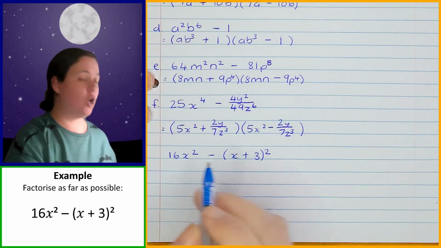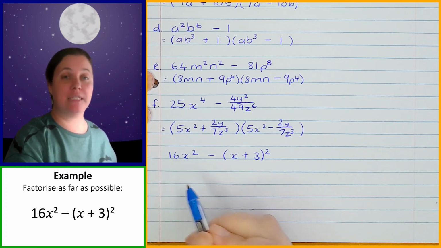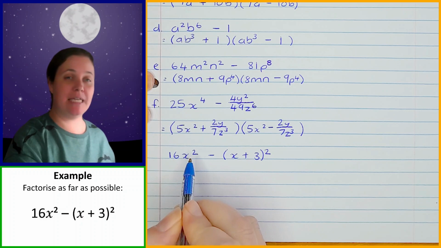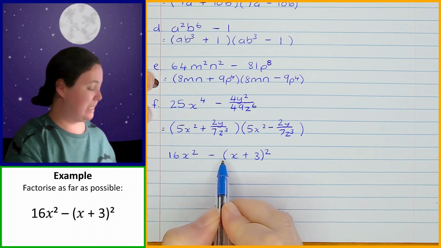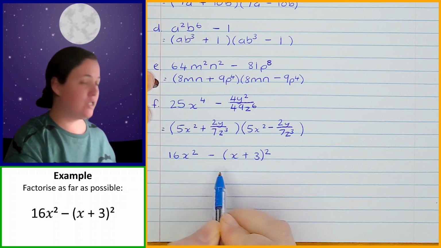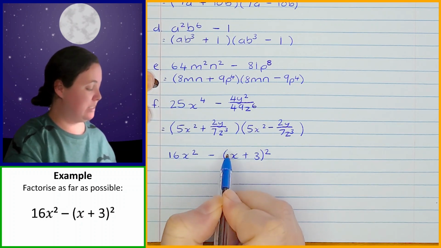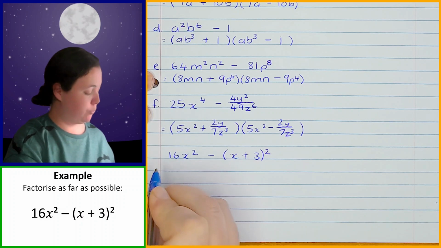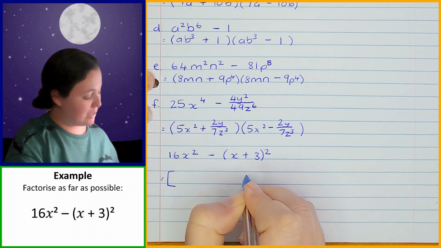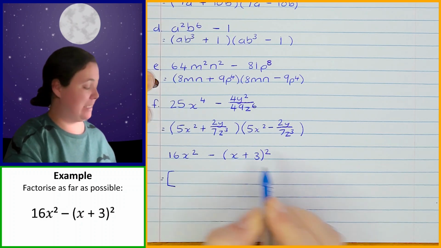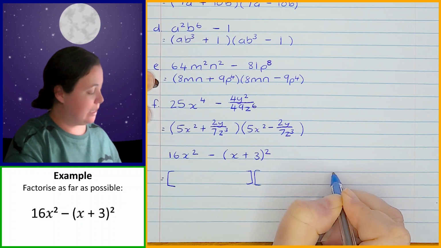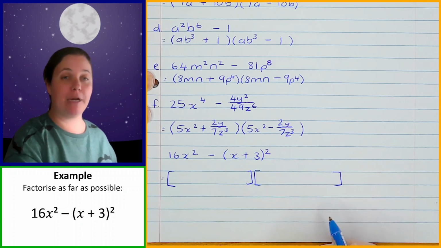Okay, so now first of all I check that this is difference of two squares. 16 is a perfect square, x squared has an even exponent, I've got a minus, and then my second term is a bracket with an even exponent. So this is difference of two squares, but I have to be more careful with this. Because of this bracket, I'm going to put in square brackets now, because I'm going to end up with a bracket left inside the bracket. So I want to just be able to see what's going on a little bit more easily, and the square brackets help with that.